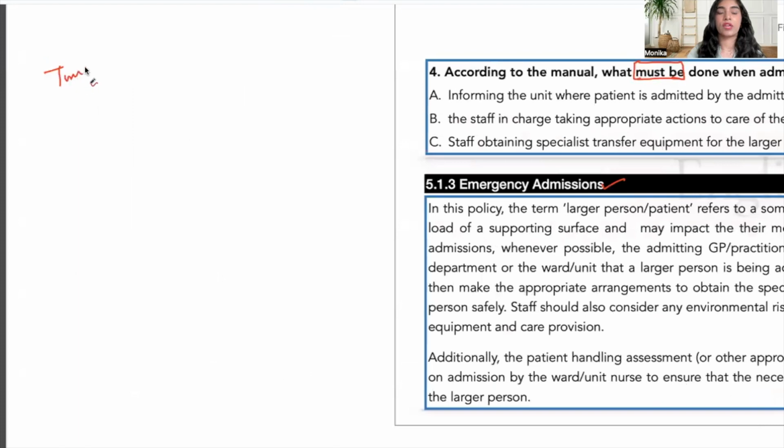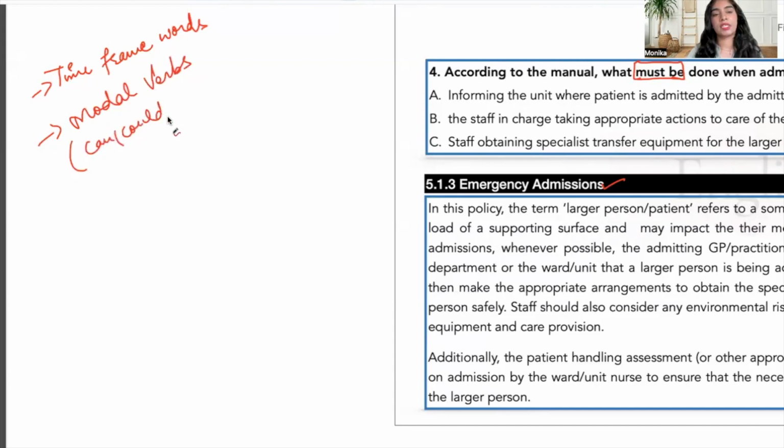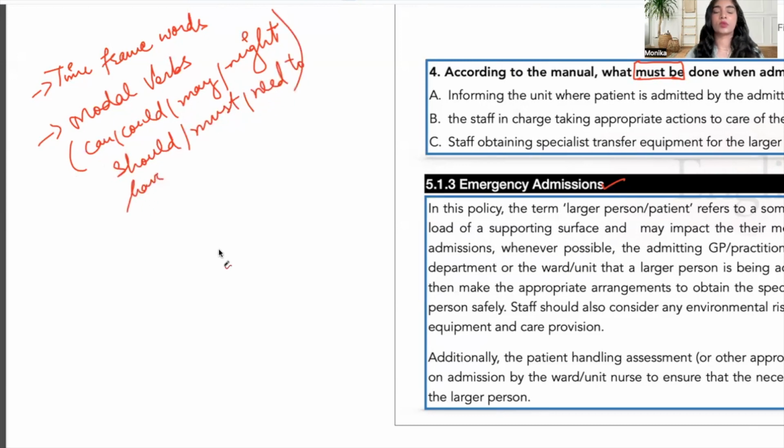Any kind of time framing words, any kind of modal verbs, if you see them in the question or in your answer options. What are modal verbs? Can, could, may, might, should, would. My speed of writing is not as fast as my speed of speaking, apparently. Should, must, need to, have to, all of these. This is what I mean.